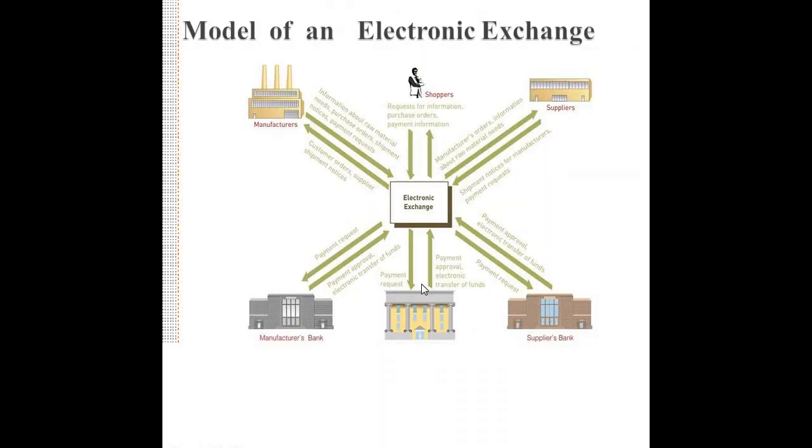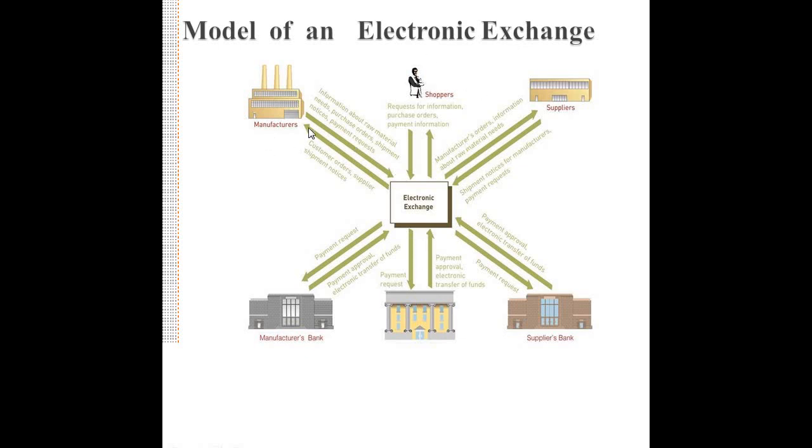Now, models of an electronic exchange: how manufacturers, shoppers, suppliers, and supplier banks are related to the electronic exchange. So students, this is the model of an electronic exchange. You can see here manufacturers, shoppers, suppliers, supplier banks, and manufacturer bank. How they are related with each other, let's see one by one.